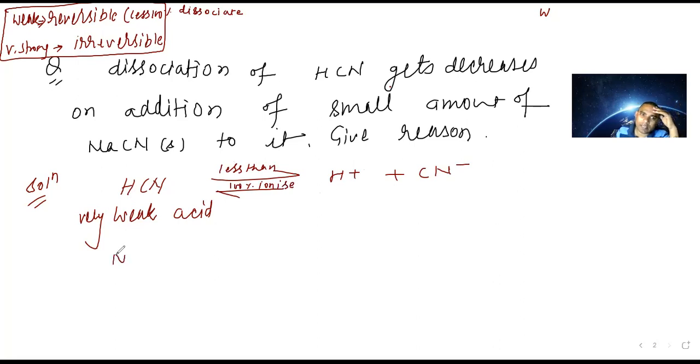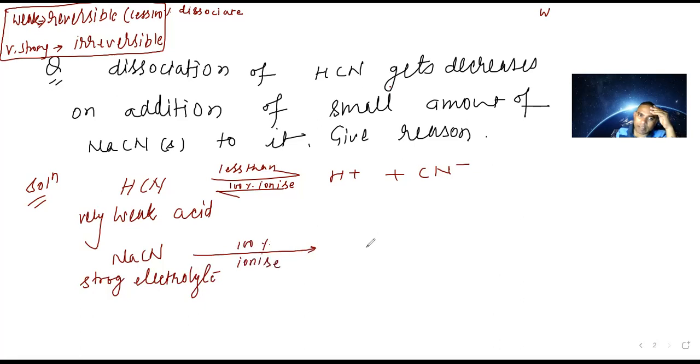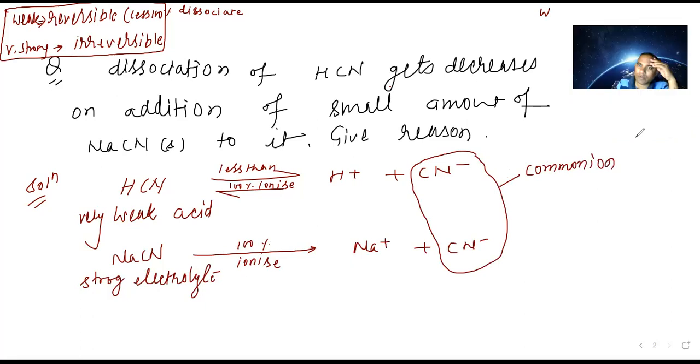Now for NaCN, this is going to be a strong electrolyte. A strong electrolyte means irreversible, so irreversible means 100% ionized. So it is going to give Na plus and CN minus. This CN minus is the common ion, present in both, the weak acid and the strong salt. This is happening in a closed system.